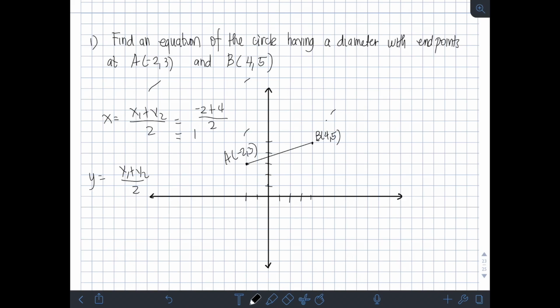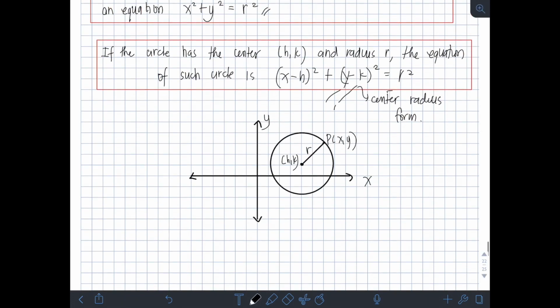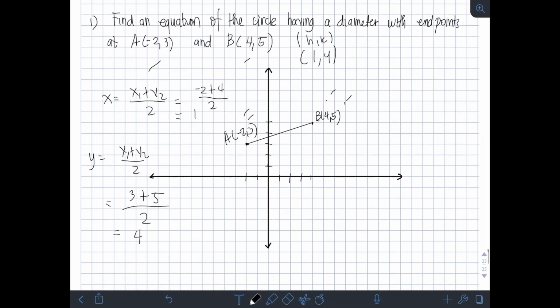And then for the y-coordinate of the midpoint, let's say y sub 1 is the y-coordinate of A, which is 3, plus y sub 2 is the y-coordinate of B, which is 5, over 2. So, 3 plus 5 over 2 is 8 divided by 2, or 4. So, therefore, let's locate the coordinate 1, 4 as the center of the circle. This is also our h, k from earlier, in the center-radius form for a circle. So where is that? 1, 1, 2, 3, 4. So, this is it. Okay, so this is the center, 1, 4.